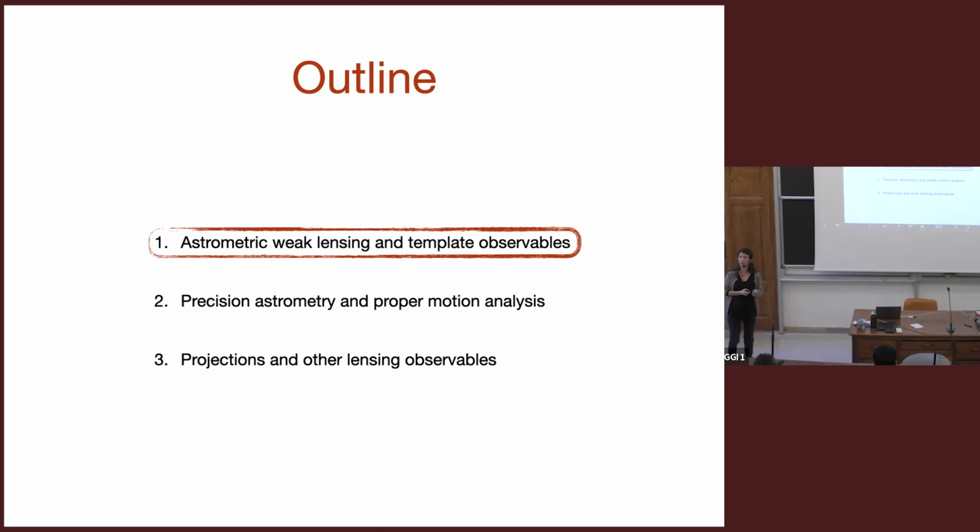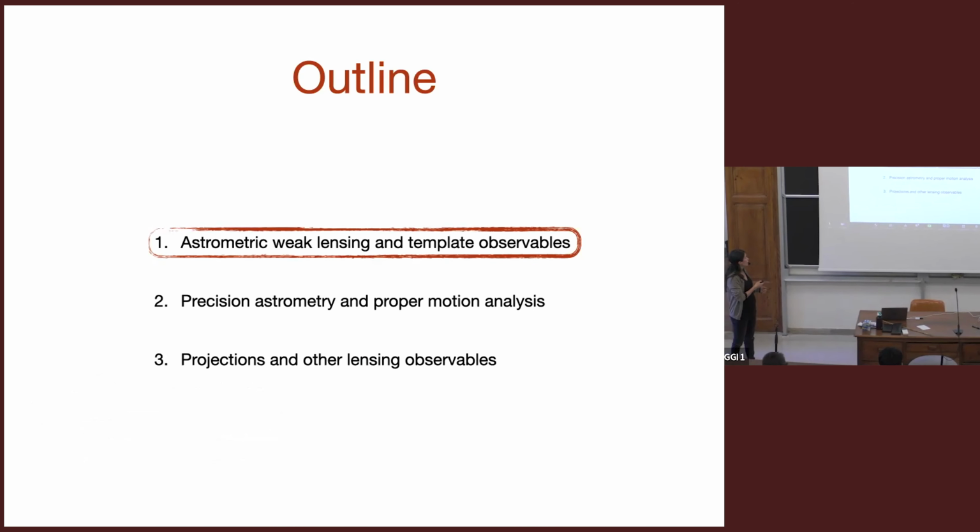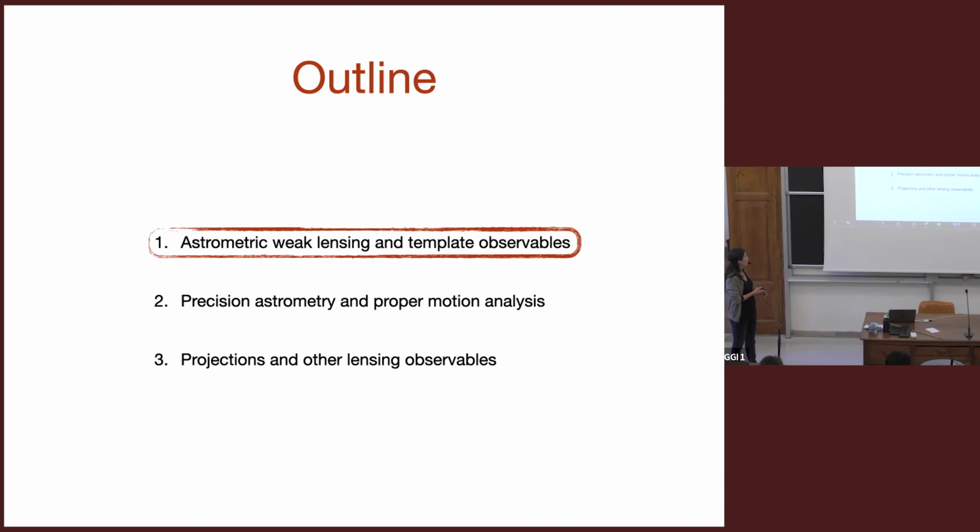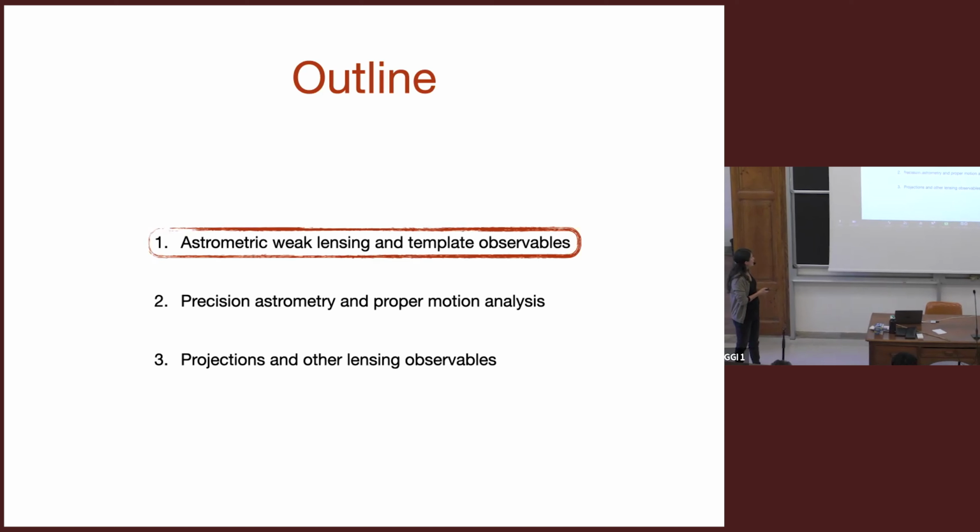Okay, so let me get to our technique, starting by describing the physical effect. So this is the plan of the talk. First, I'm going to describe our physical effect and the observables that we define to look for them. In the second part, I'm going to describe the data set and present results from an analysis using the velocity of stars measured by Gaia. And then finally, I'm going to present future projections and also, time permitting, mention a couple of other lensing observables that are not related to dark matter structures.